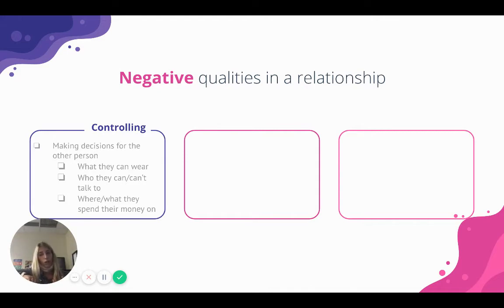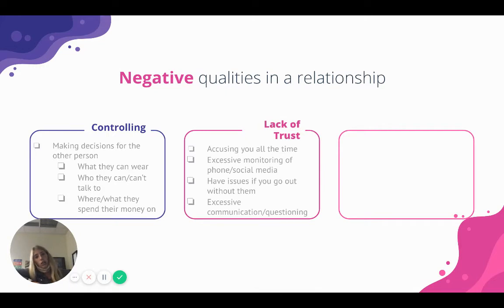Obviously, this controlling factor is going to be a warning sign that there could be problems in the future in this relationship. The next negative quality is that lack of trust. Remember, making accusations. Maybe they're excessively monitoring your phone or your social media to see who you're texting and talking to. Maybe they have issues if you go out without them. Maybe they have excessive communication or questioning, so you can't go out with your friends without them asking you 1,000 questions.